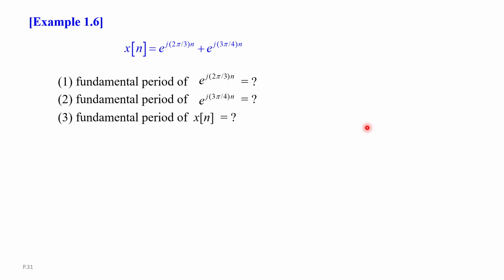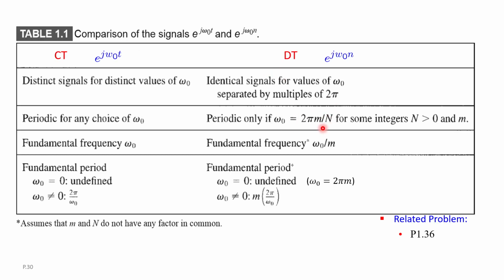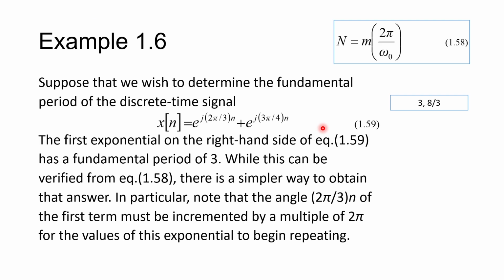an example of all this. So now we have a discrete signal made of complex exponentials, but there are now two of them, two complex exponentials added to each other: e to the j 2 pi divided by 3 n, and another e to the j 3 pi divided by 4 n. The question is, what is the fundamental period of the first part, what is the fundamental period of the second part, and if you add them together, what is the fundamental period? We are going to use this very soon, actually something similar.